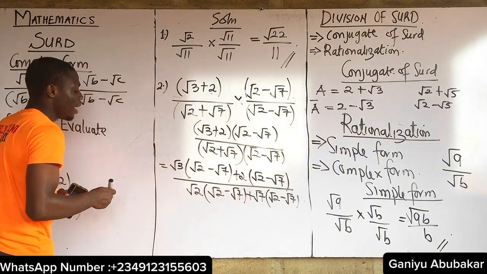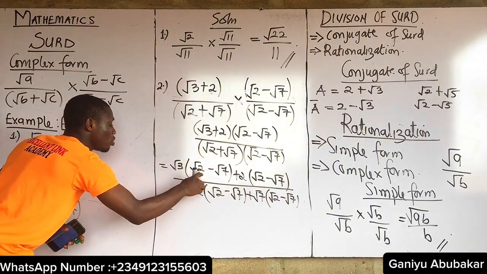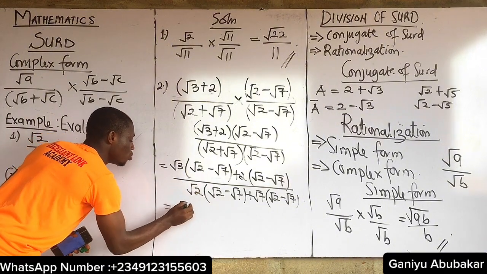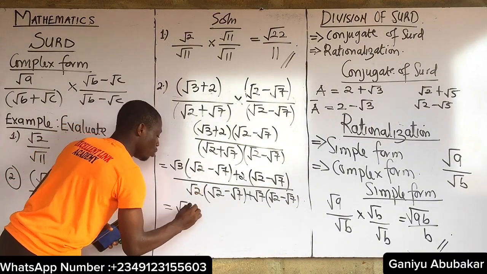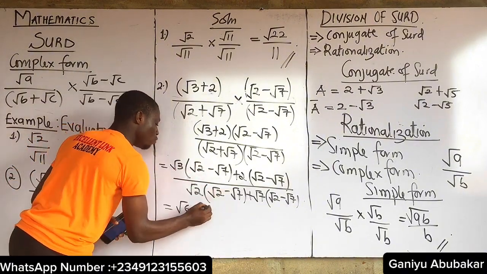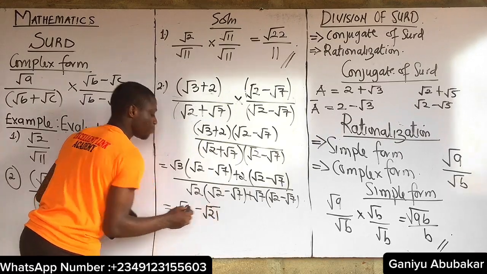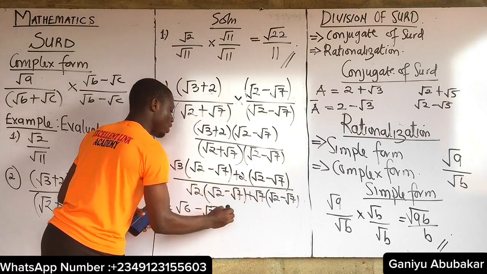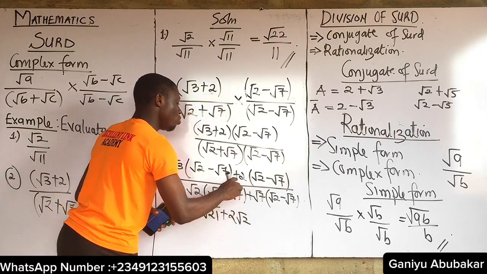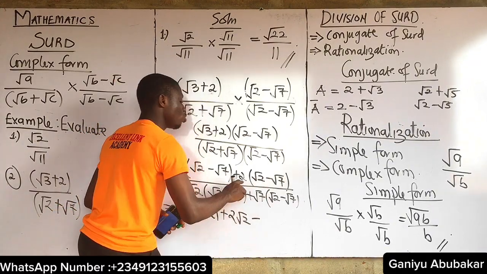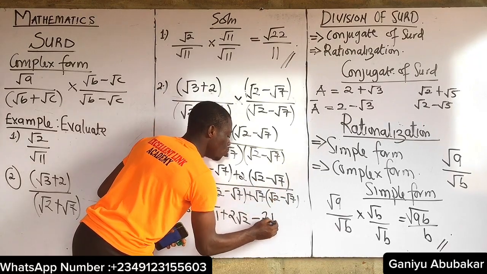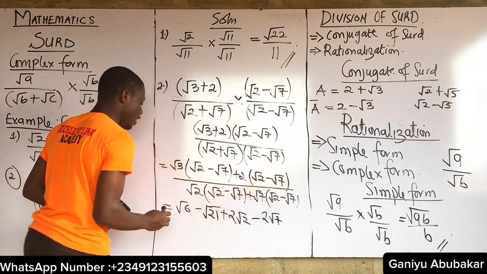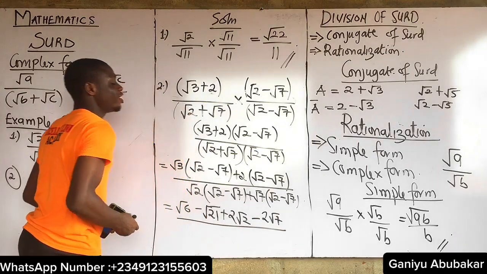Alright, proceed from here. What do I get? Root 3 times root 2 will give root 6 here, minus root 3 times root 7 will give root 21. This is a plus sign, plus 2 times root 2 will give 2 root 2, plus minus will give minus, 2 times root 7 will give 2 root 7. I'm done with the numerator. Let's get the denominator.